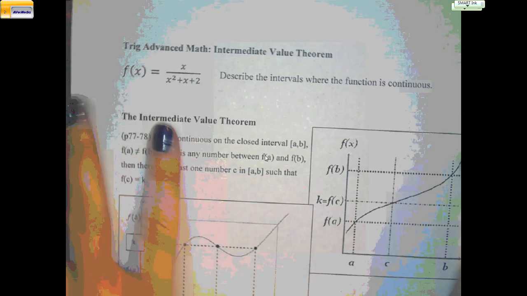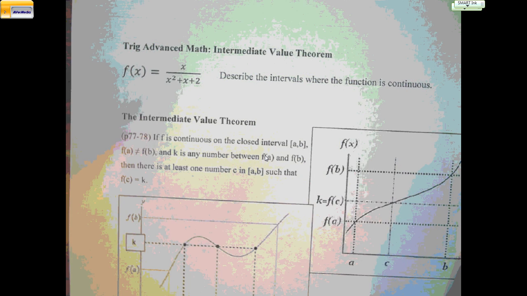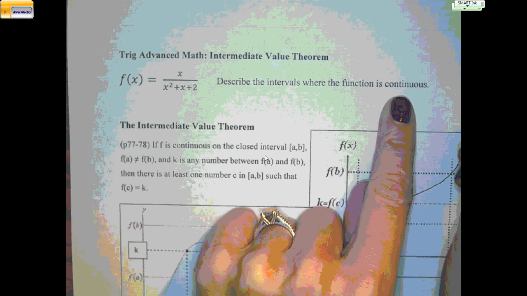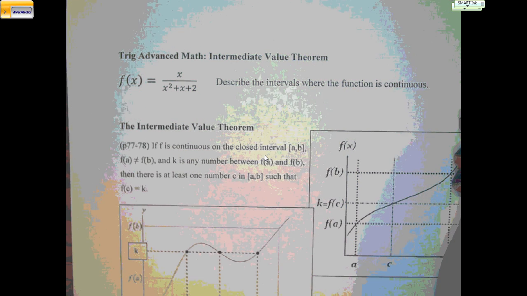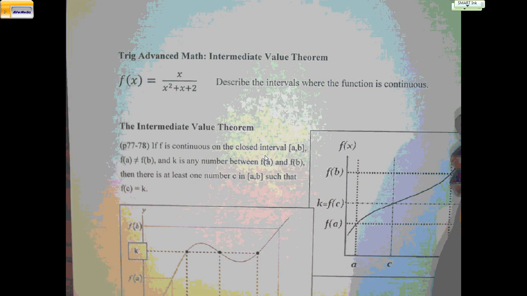It says describe the intervals or the x values where the function is continuous. Well, it's probably easier for us to figure out where it is not continuous. How do you figure that out? How do we figure out what x cannot be? Set the bottom equal to 0.